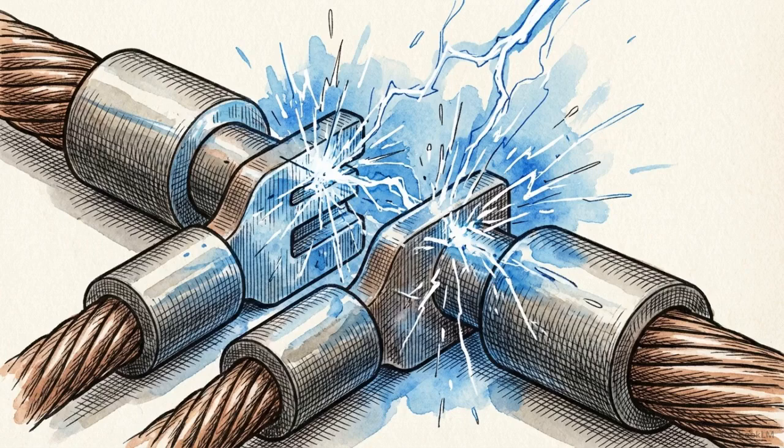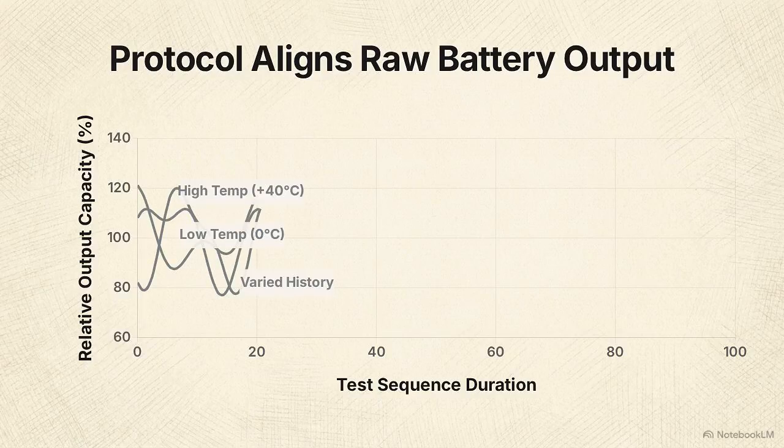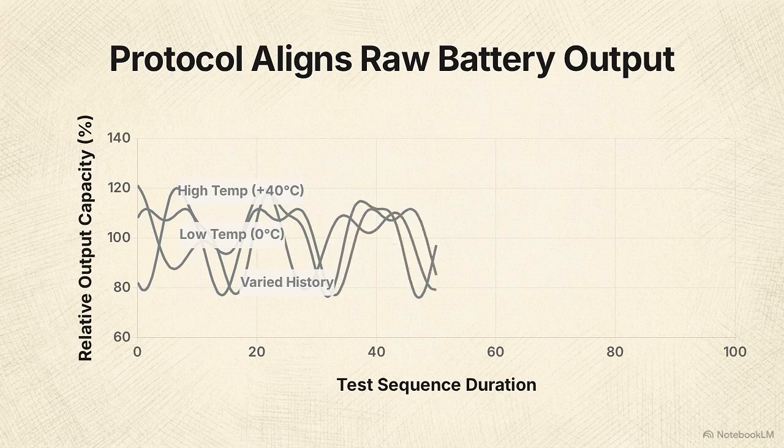Raw, unconstrained electrical energy is inherently violent. Before it is properly harnessed and standardized, it is entirely unpredictable. This chart visualizes a lithium-ion battery's raw performance output. It is highly unstable, heavily skewed by its immediate thermal state and its recent charge and discharge history.